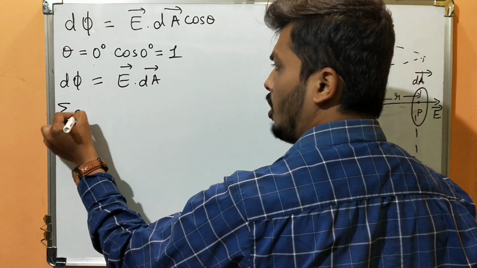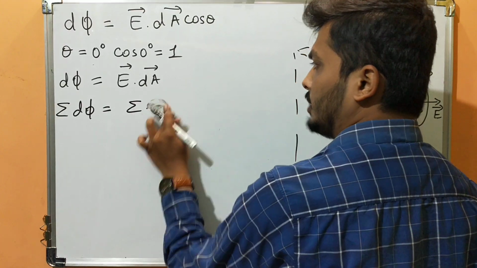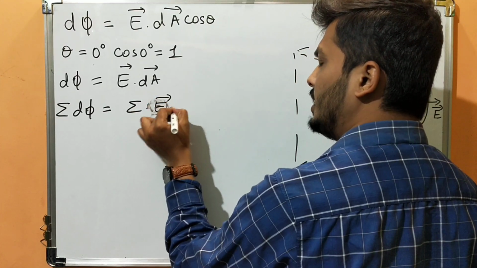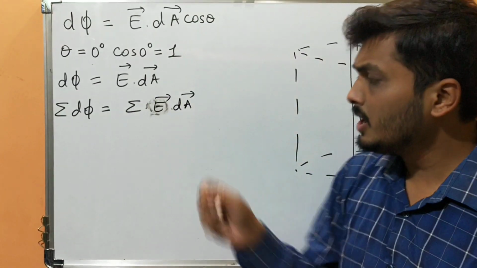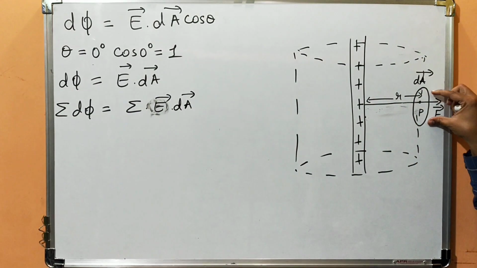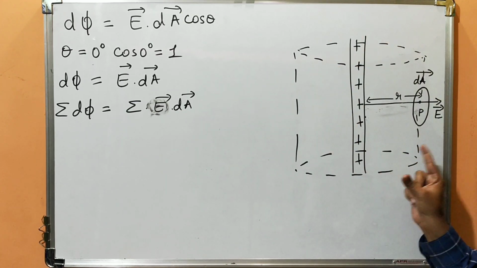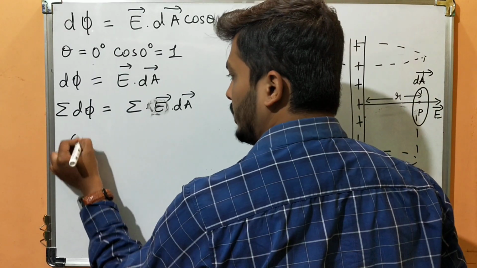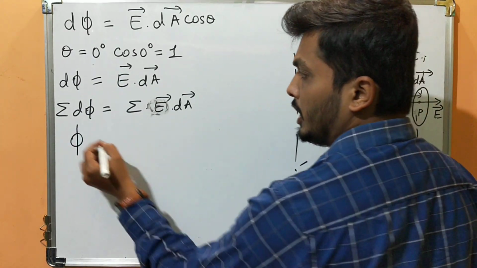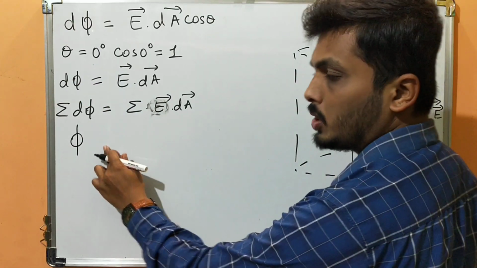So summation of d phi is equal to summation of E dA. Got it? Have you understood why I did that? Because this d phi was only for the small portion, but we need to find it for the entire cylinder due to this wire. So the summation of d phi will give me the total flux phi.